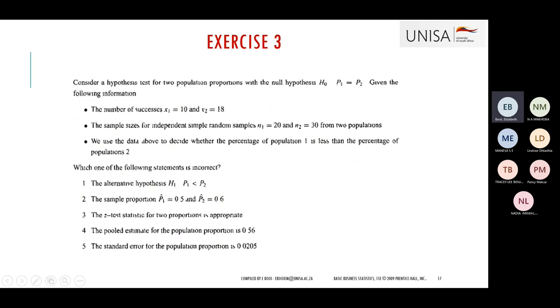Consider a hypothesis test for the population proportion with the null hypothesis P1 equals P2, which we can also write as the null hypothesis stating that P1 minus P2 equals zero. Given the following information, the numbers of successes X1 and X2 and the independent sample sizes N1 and N2 from the two populations, we use the data above to decide whether the percentage of population one is less than, this is a key word, less than the percentage of population two. So in our alternative hypothesis, we'll state that P1 is less than P2, or we can state it in this manner: P1 minus P2 is less than zero. You can state it in that manner.